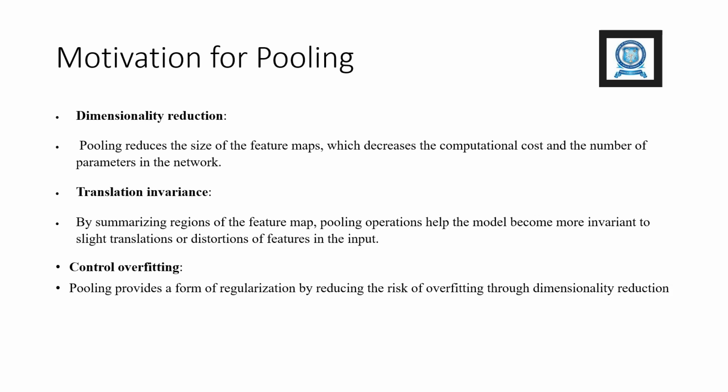Motivation for pooling. Number one, dimensionality reduction. Pooling reduces the size of the feature maps, which decreases the computational cost and the number of parameters in the network. Number two, translation invariance. By summarizing regions of the feature map, pooling operations help the model become more invariant to slight translations or distortions of features in the input. Number three, control overfitting. Pooling provides a form of regularization by reducing the risk of overfitting through dimensionality reduction.